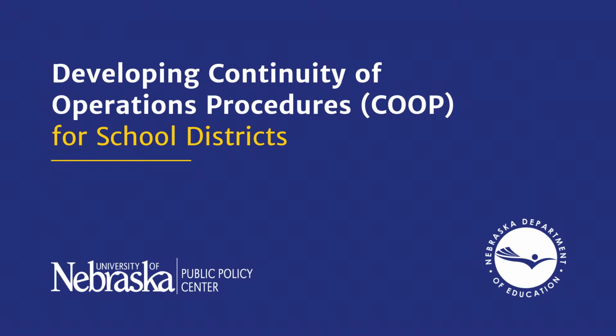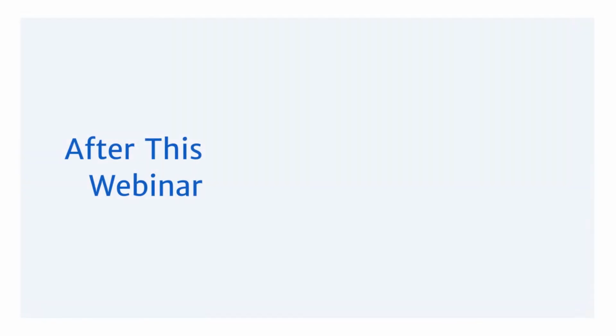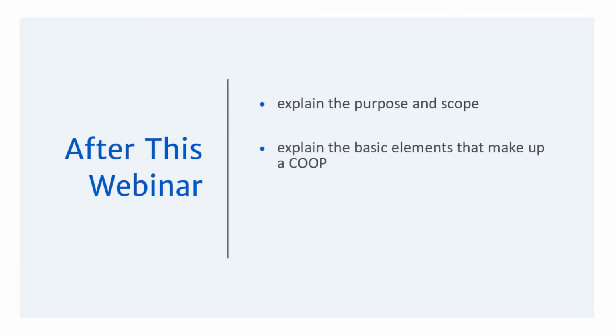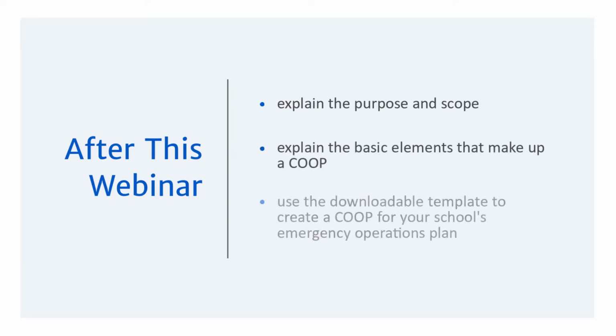This webinar is designed to help you start creating continuity of operations, or COOP, procedures for your school's emergency operations plan. After this webinar, you should be able to explain the purpose and scope of a COOP, explain the basic elements that make up a COOP, and use the downloadable template to create a COOP for your school's emergency operations plan.